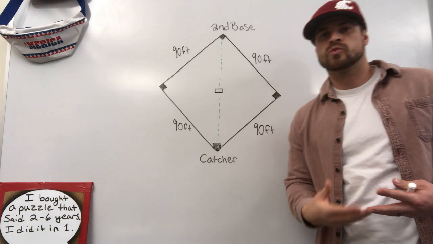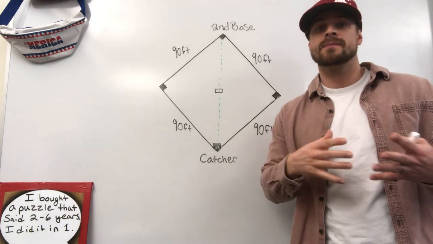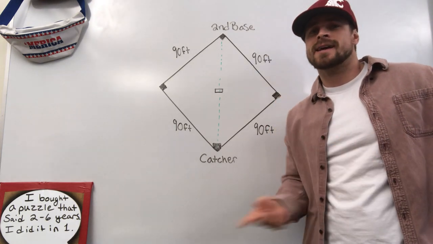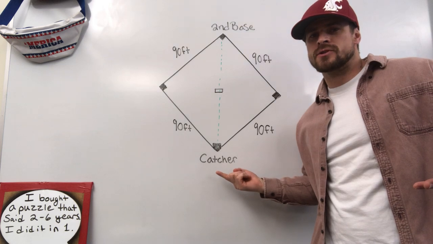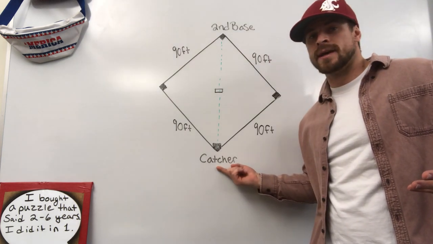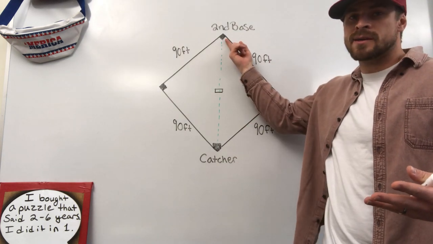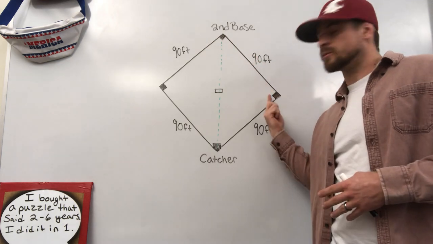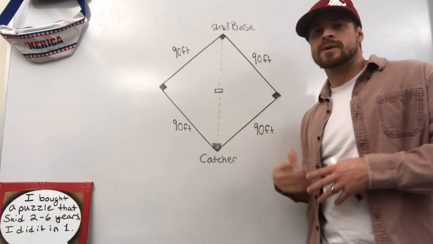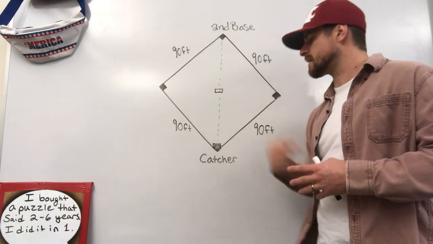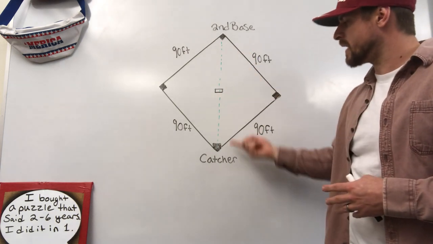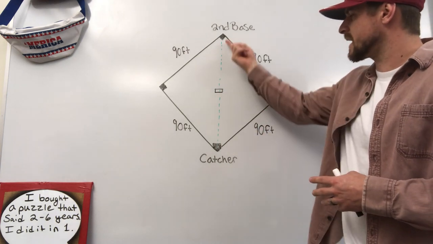With that knowledge, we're able to determine some things that we may want to find out, such as how far is the throw that a catcher needs to make from home plate to his second baseman or his shortstop in case someone's stealing. So in baseball, we got someone on first base, they're stealing to second base. Catcher's got to make a throw of how far, how many feet is that going to be?